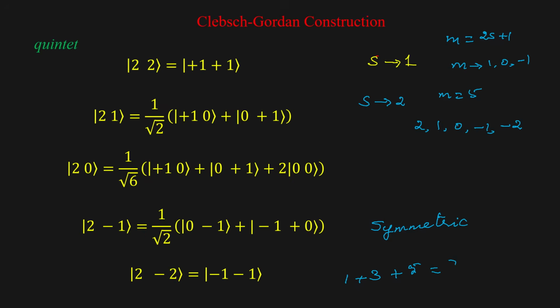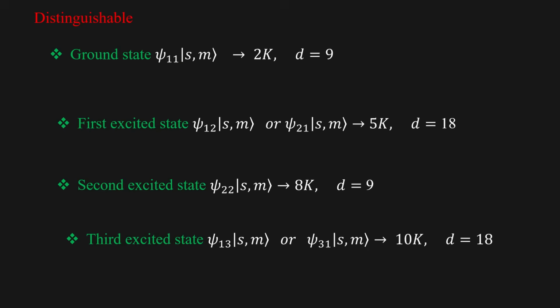So totally you have 9 different states. Then using this we will move on further. If the particles are distinguishable, then the ground state is psi 1 1 multiplied by the spin state χ_sm. Then what will happen? We have seen there are 9 spin states, so the degeneracy is 9, which have the same energy.